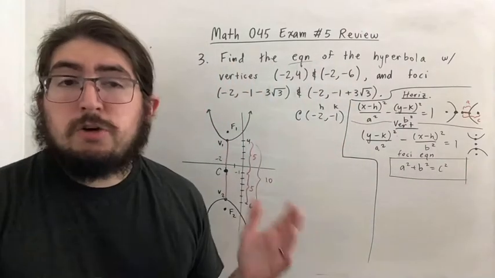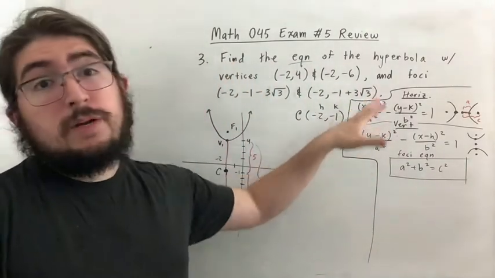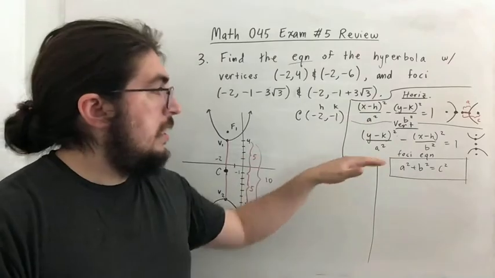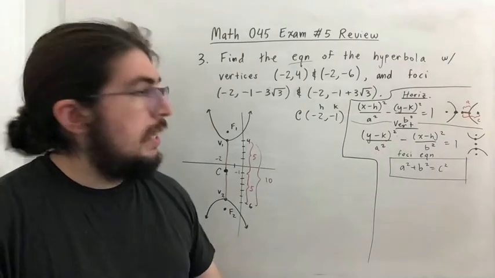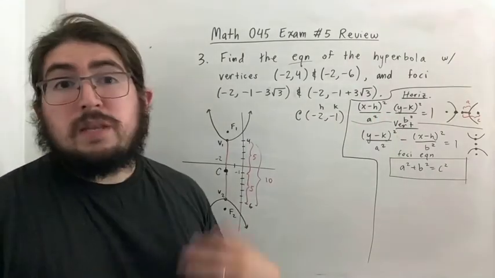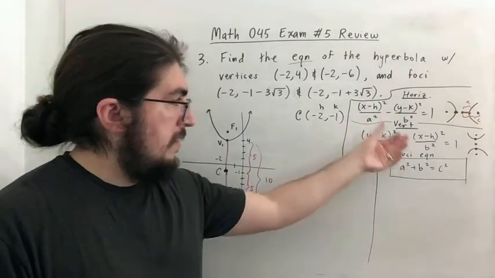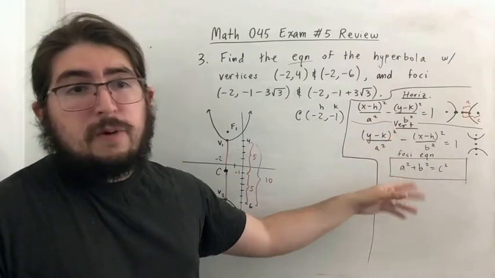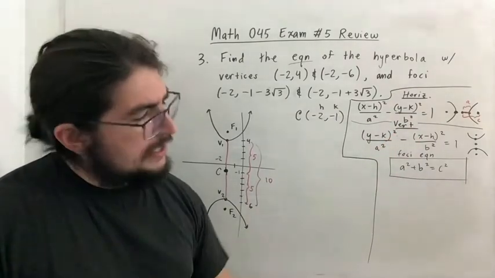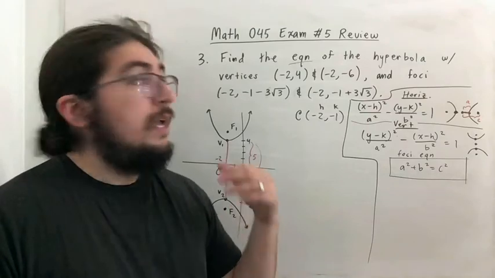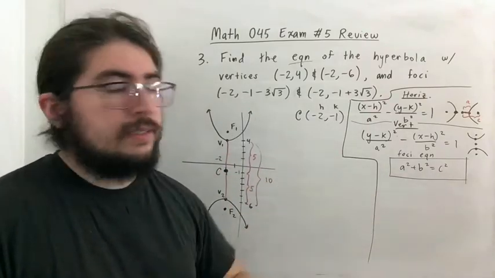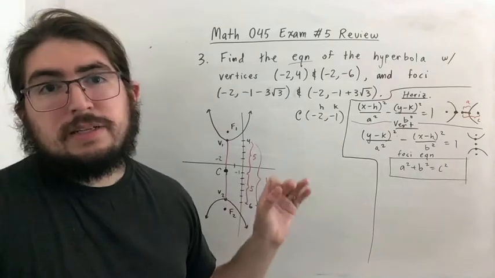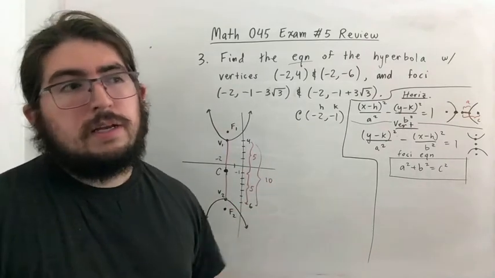Now, something to remember is that hyperbolas have a minus in the middle, where ellipses have a plus in the middle. The foci equation for hyperbolas has a plus, opposite sign as what you see there. But with ellipses, it's the opposite. Ellipses have a plus in the middle, but their foci equation has a minus in the middle. a is still the distance from the center to a vertex, and c is still the distance from the center to a focus.